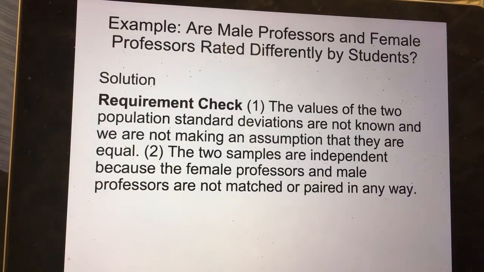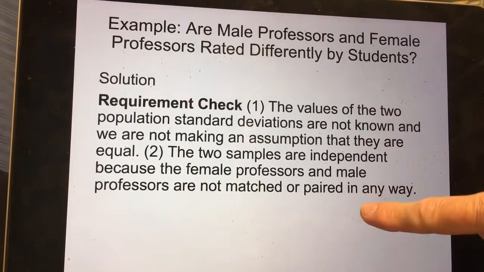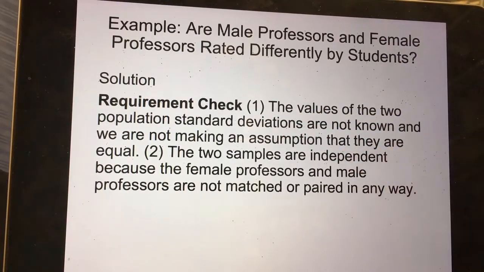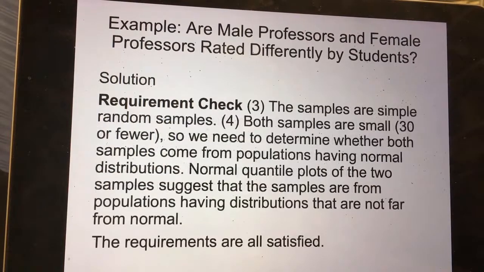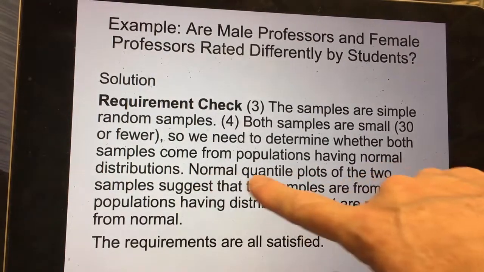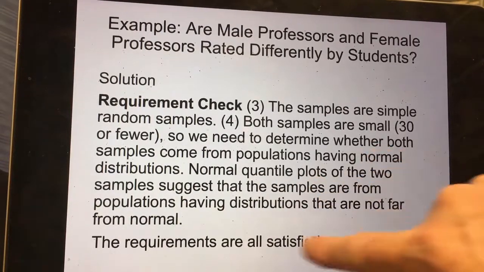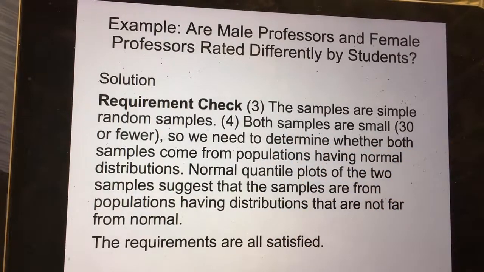All right, so we check our requirements. Do we have the normality that we need? Do we have independent samples and simple random samples? Now, we didn't do quantile plots, but this is just an example. You're not going to have to use quantile plots on the test. I will either tell you that it is basically normal, or I will give you an n greater than 30, or you will tell me I can't do this test.